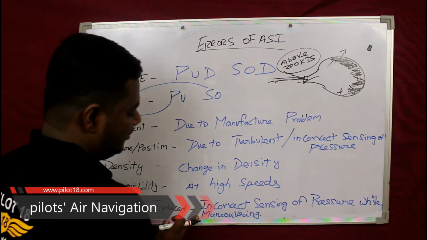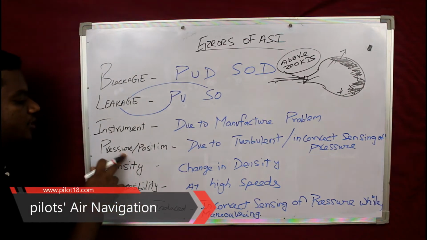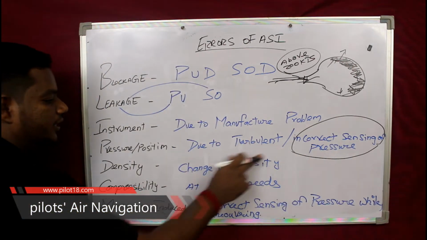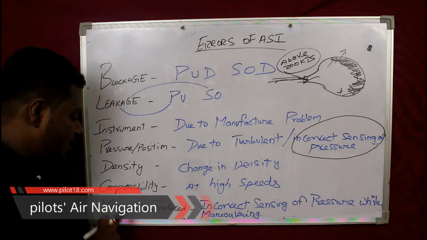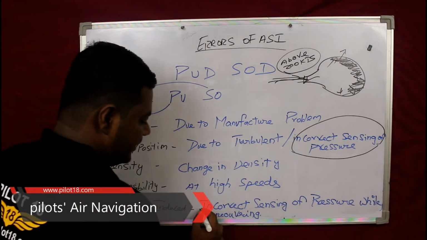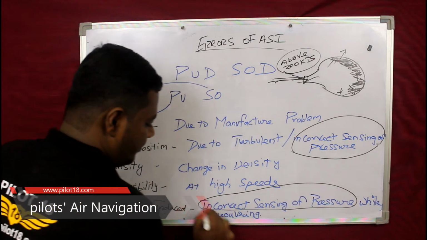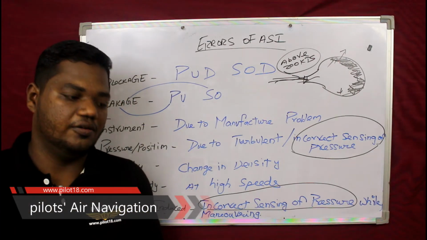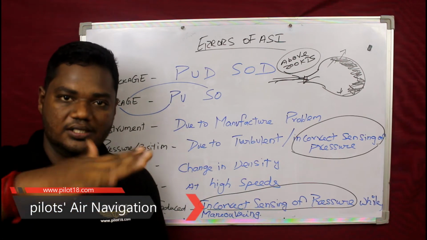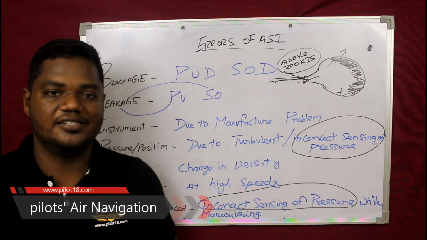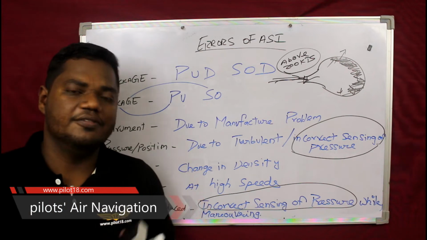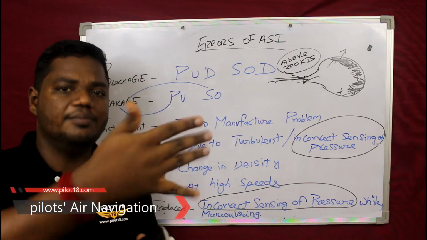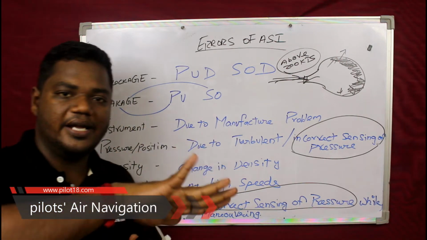Next is maneuver induced error. This is similar to pressure or position error, because of incorrect sensing of pressure due to turbulence. This is pressure or position error. Maneuver induced error is again incorrect sensing of pressure, but this time due to us maneuvering the aircraft. Let's say we are in a sudden steep turn, and suddenly we are flying straight and climbing, and we are facing some kind of problem in controlling the aircraft. Okay, sudden banking, sudden pitching.